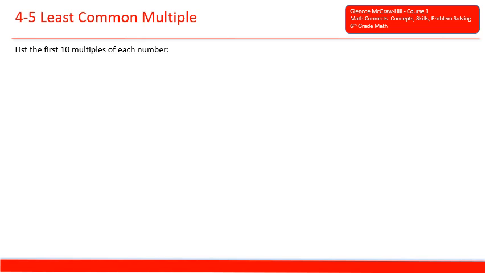List the first 10 multiples of each number. For 1: 1, 2, 3, 4, 5, 6, 7, 8, 9, 10. So for 2, we have 2, 4, 6, 8, 10, 12, 14, 16, 18, 20.